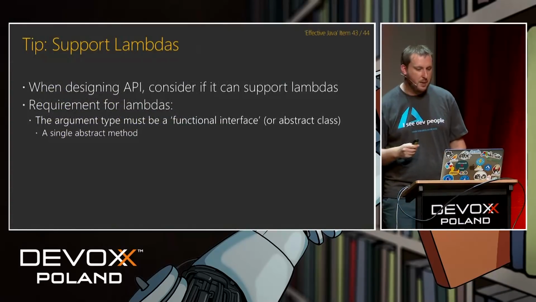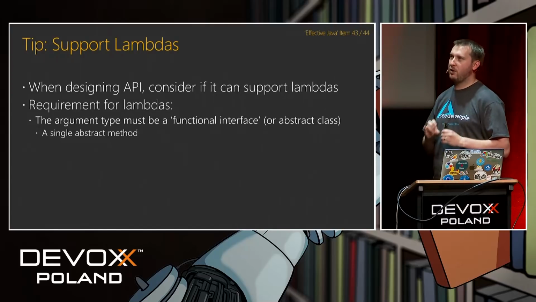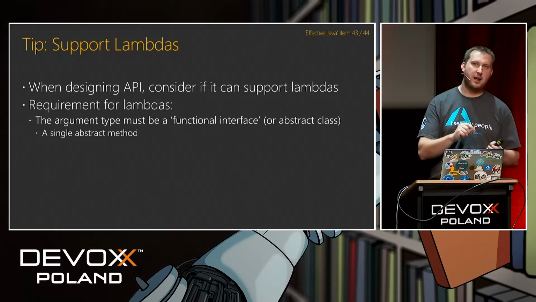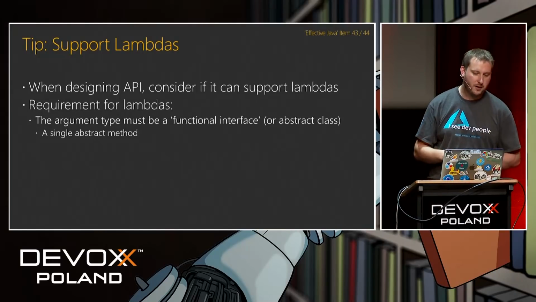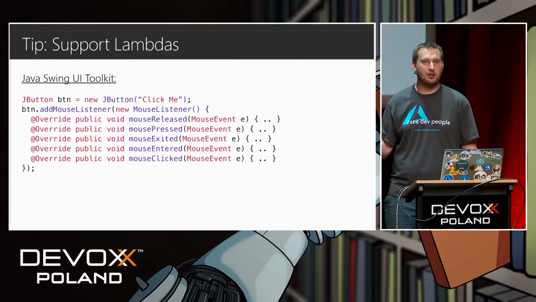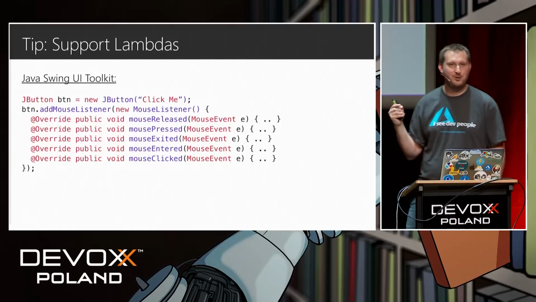I've got 4 minutes. I may quickly run through support for Lambdas, right? When designing an API, it's really important to consider if you want to support Lambdas, and if you do, you have to remember that you have to have an API that supports a functional interface as an argument. So who here is familiar with the Swing UI toolkit? Oh, wow. More people in Copenhagen knew Swing than here.